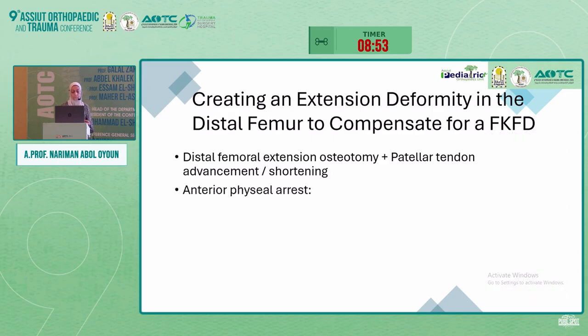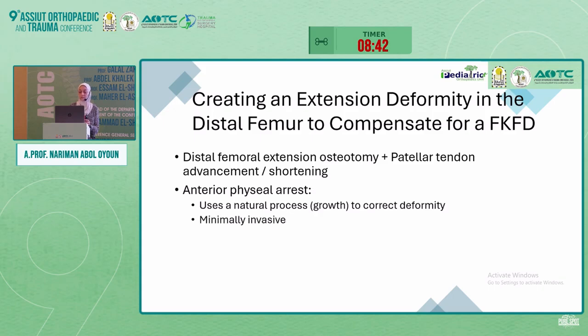Anterior physeal arrest is another technique that has been used, and it uses the natural growth spontaneously happening in a skeletally immature child. It is minimally invasive. It is reversible in the sense that you could remove your plates and allow the rebound to take over and bring things back, or you could actually use the same technique to correct what was overdone probably at the first surgery. So hopefully you don't need to reverse it.